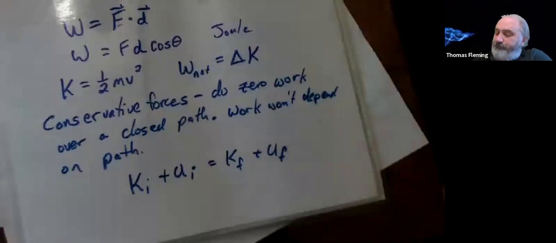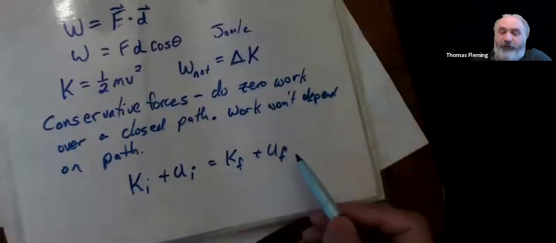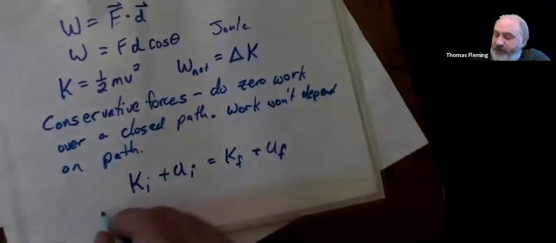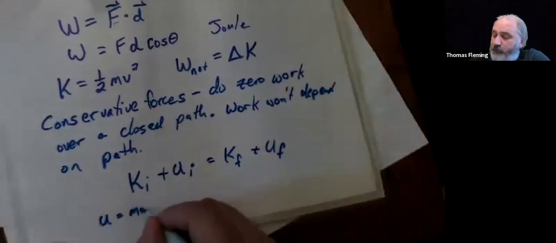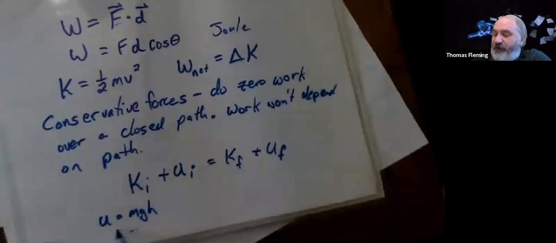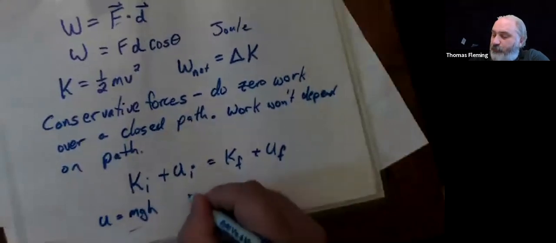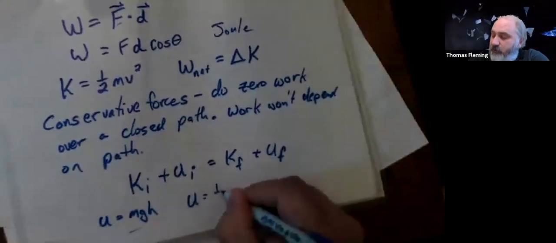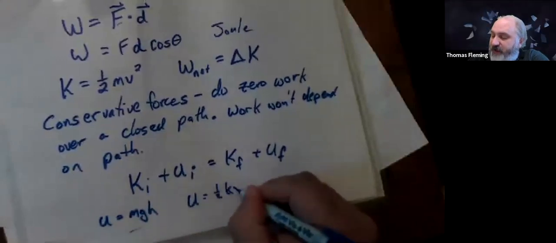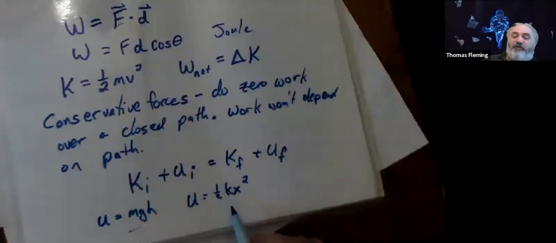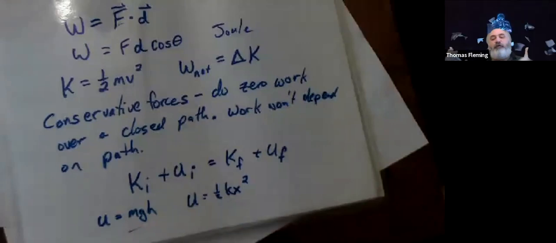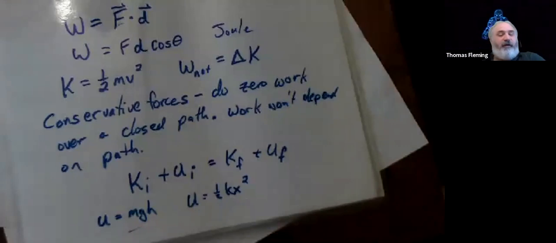So, that's certainly true if all the forces are conservative. And of course, you know that U has several forms depending on what kind of forces you're talking about. For gravity, U is equal to mgh. For a spring, U is equal to 1/2 kx squared, where k is the spring constant of your spring, and x is how far your spring has been compressed or stretched.